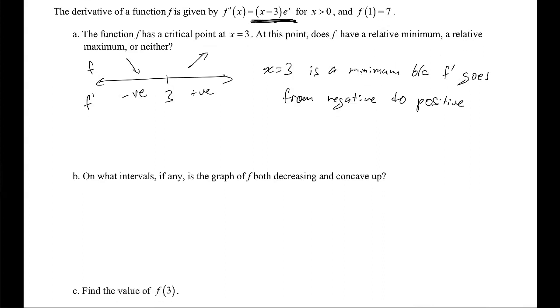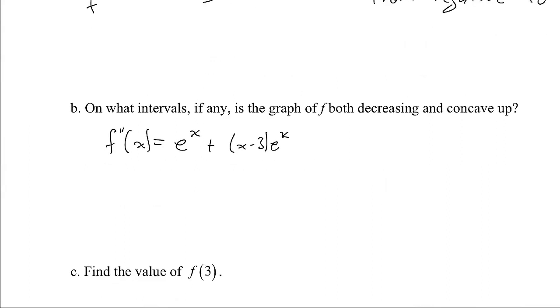So let's go ahead and take our second derivative. f double prime of x equals, let's see, 1 times e to the x plus x minus 3, derivative of e to the x is just e to the x. I'm going to go ahead and factor this: 1 plus x minus 3. So this becomes e to the x times x minus 2.